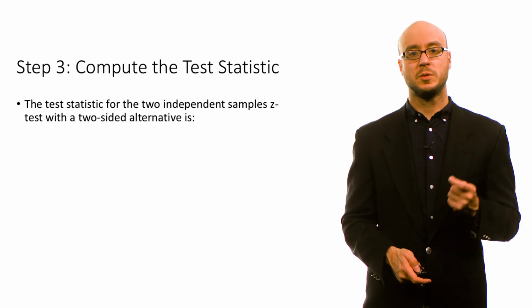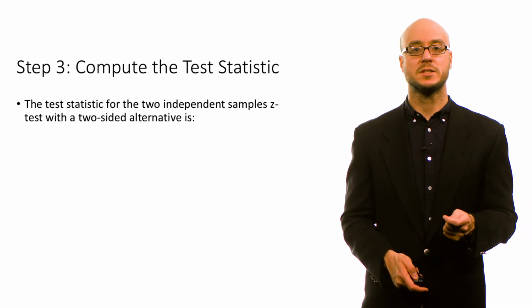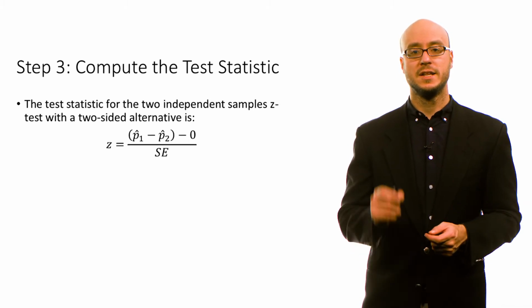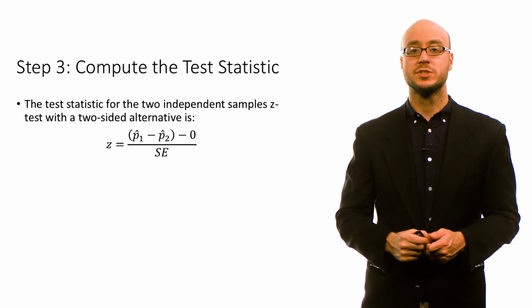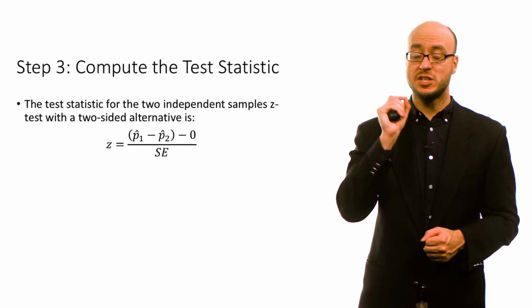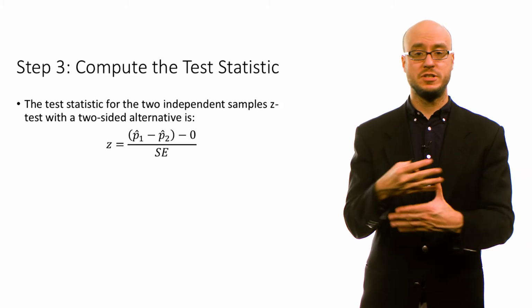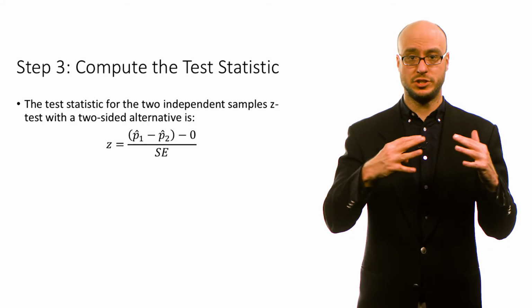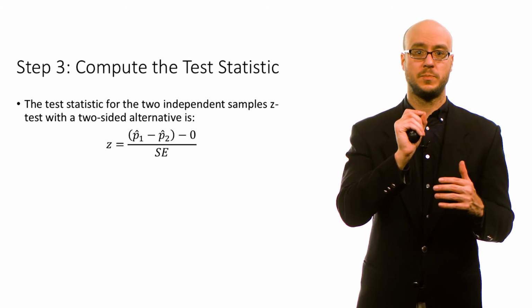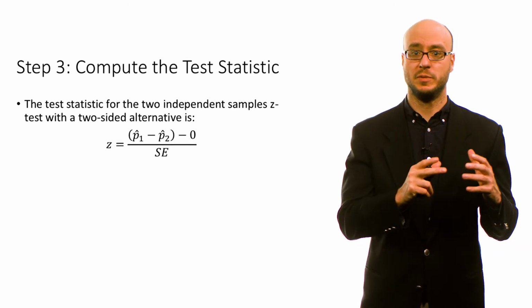For step 3, we will compute the test statistic. For the two independent sample z-test with a two-sided alternative, the z-test statistic is that difference in sample proportions minus 0. That's because the null hypothesis is 0. The null is that there's no difference in the population between these two groups. So that's where we think the sampling distribution for p hat 1 minus p hat 2 is going to be located.